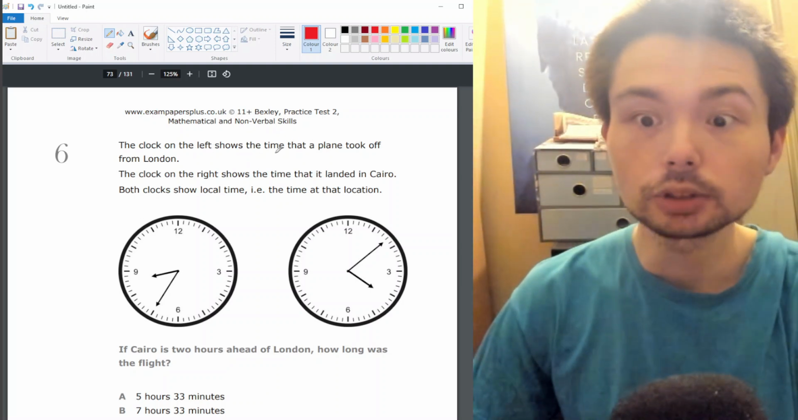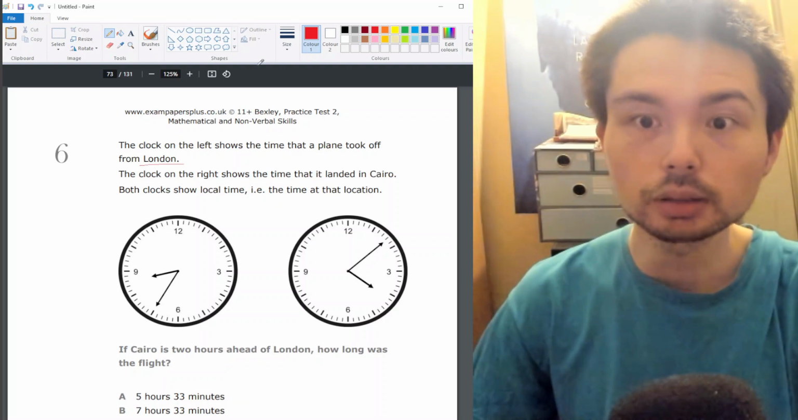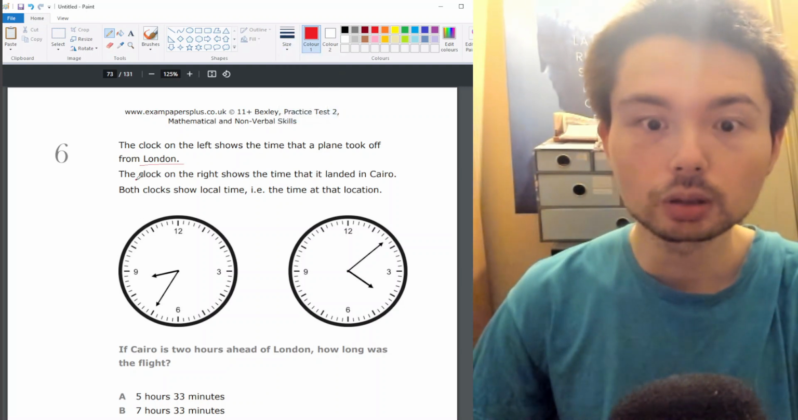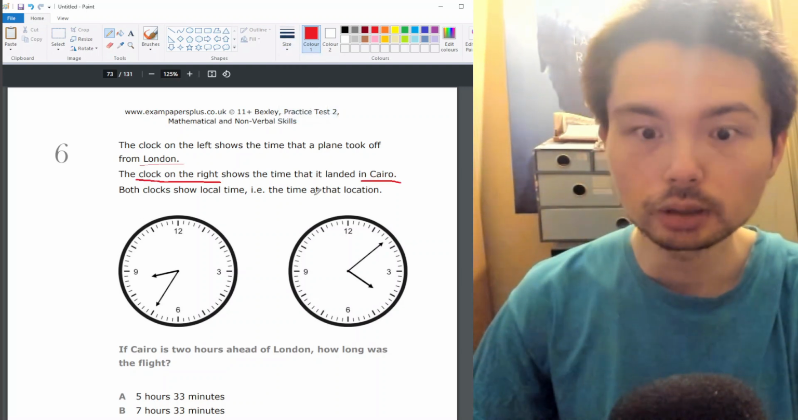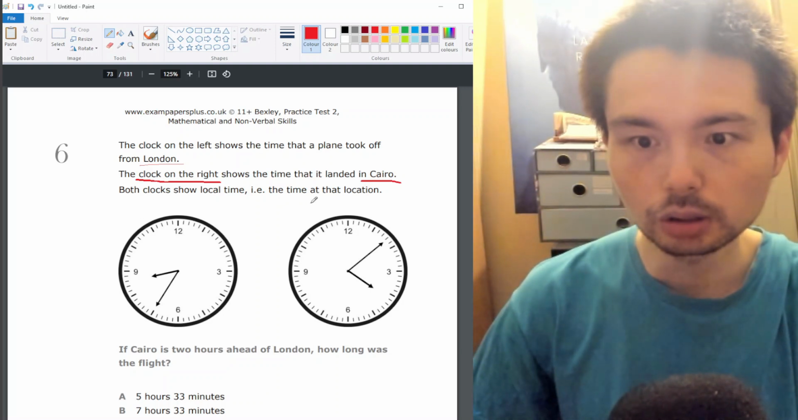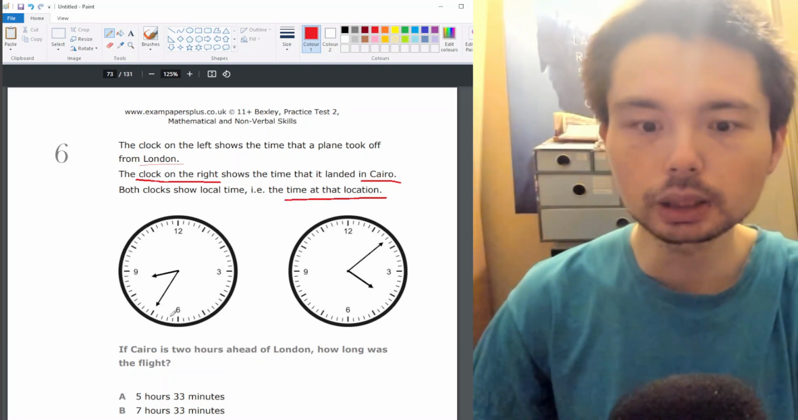Now, question 6. The clock on the left shows the time a plane took off from London. The clock on the right shows it landed in Cairo, that is the capital of Egypt. Both clocks show the local time at that location. So let's quickly work it out now.